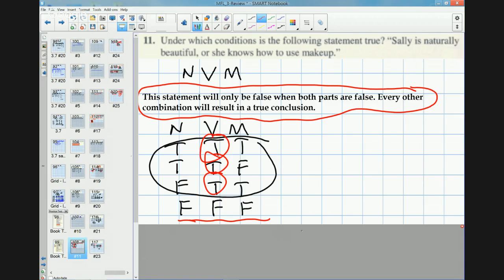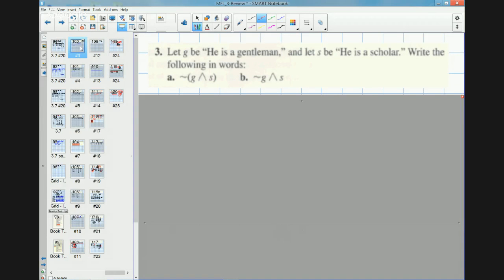Anybody on 11? Questions? These are all good questions. What's next? Can you please do number 3? Absolutely. Thank you. Coming right up. Okay, here's number 3.